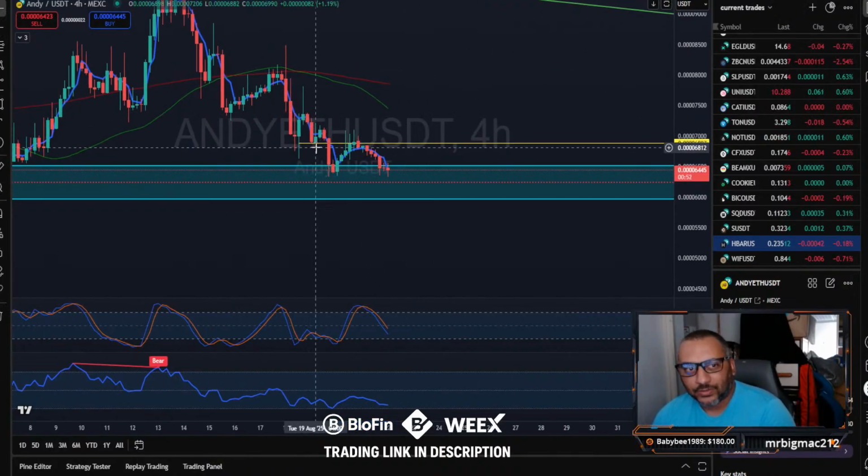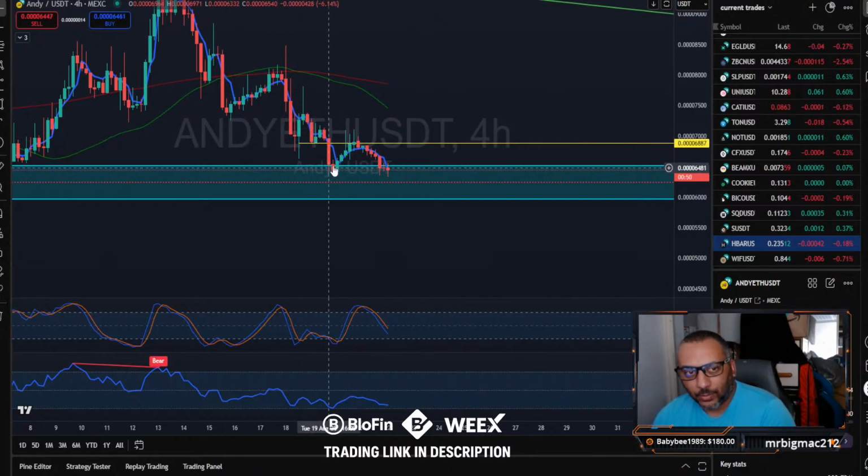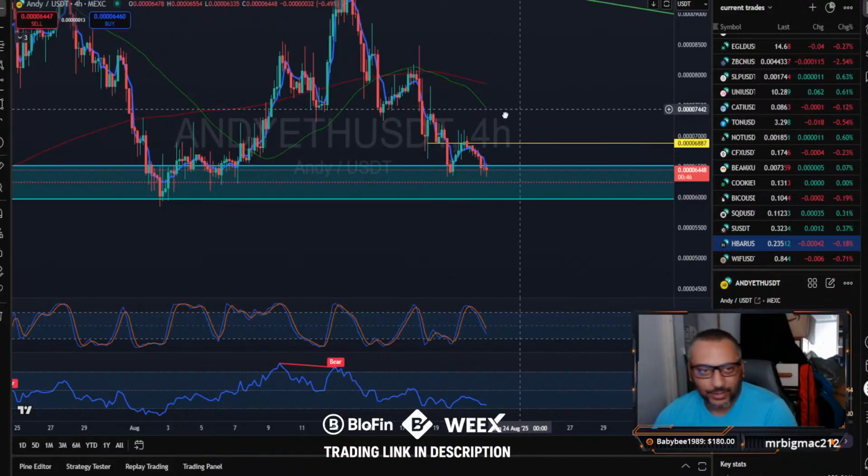So right now, this was acting as a support. And then we got a nice little bearish back test and a rollover. Did anyone? Probably not.